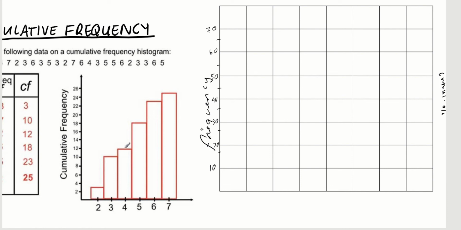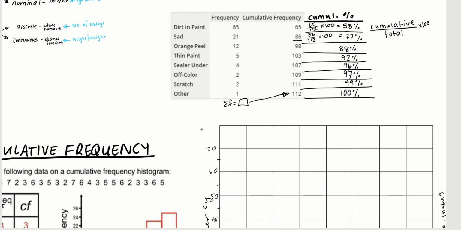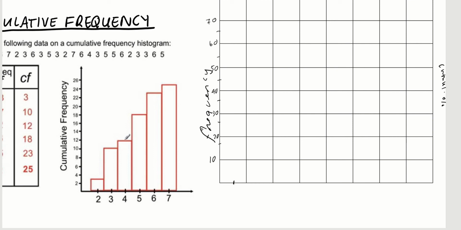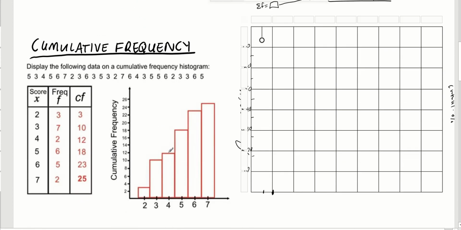Now remember, histograms, we need to leave a half gap at the front and the back, okay? So 1, 2, 3, 4, 5, 6, 7, 8. I have 8. Let's hope I did 8. 1, 2, 3, 4, 5, 6, 7, 8. Yes. I just need to add one more in. Okay, so what that means is this line here, I'm going to put my first, so I'll just put dirt, then sad, filling it in.